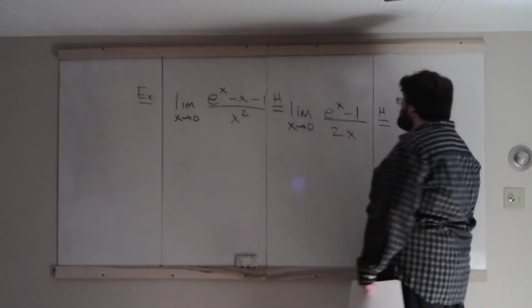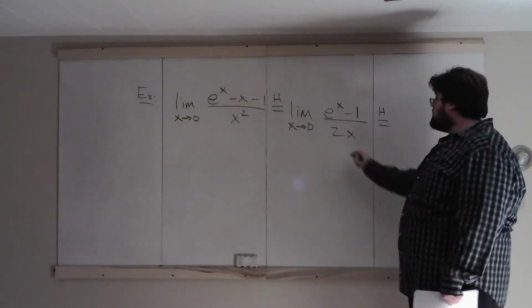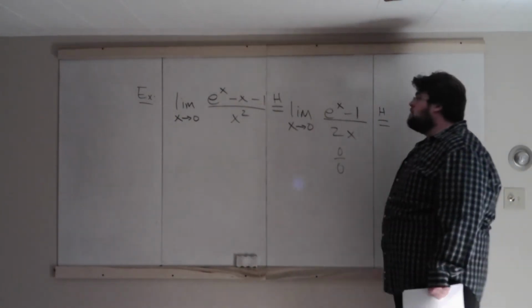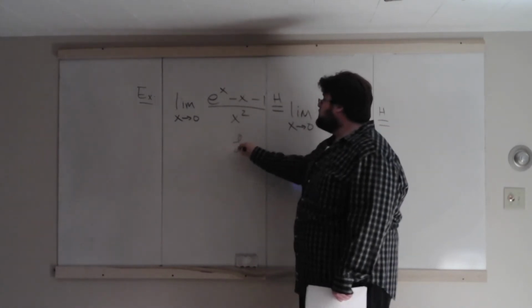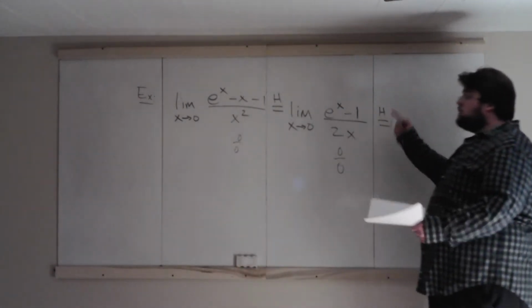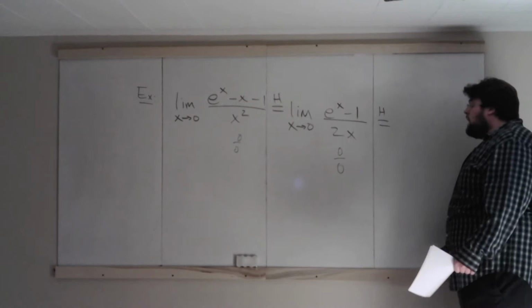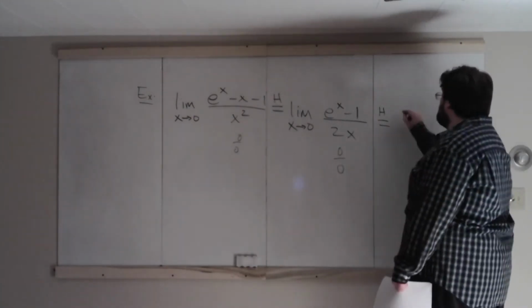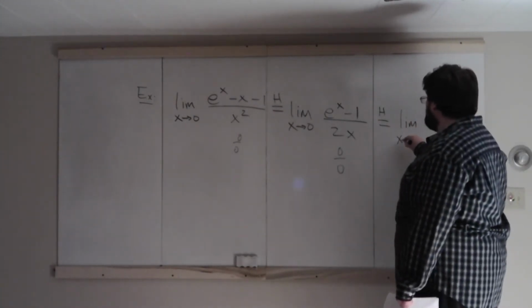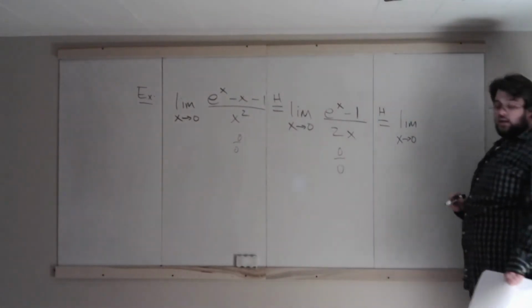We will now apply L'Hopital's rule to this limit because, again, we had a 0 over 0. It's a new limit, so we could again apply L'Hopital's rule. We still haven't taken a limit, so we still have to write that the next thing we get is a limit.